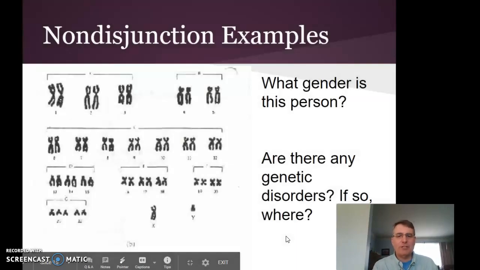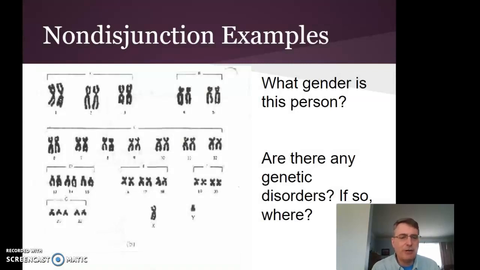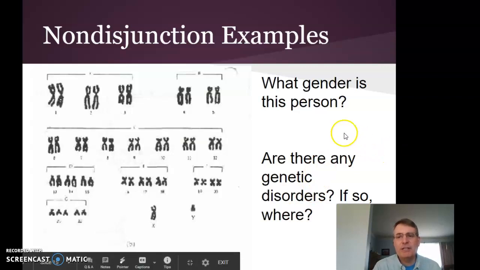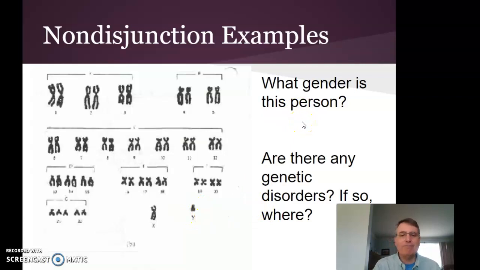Here's another one, though. So let's take a look at that, see if there's any issues here. Again, what's the gender of this person? Well, we look for the X and Y. Well, here now we have a really big X by itself and a little dinky Y. And so we know that if it's XY, it's going to be a male. So now we look, is there any genetic disorders? So now we're counting chromosomes again.